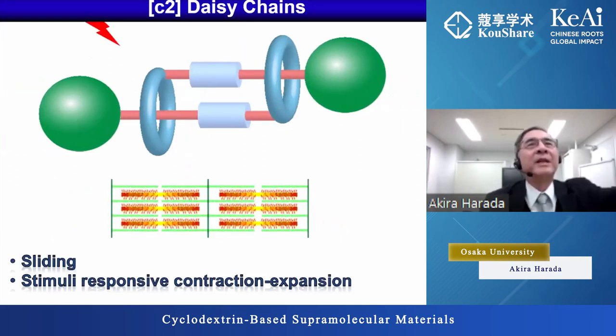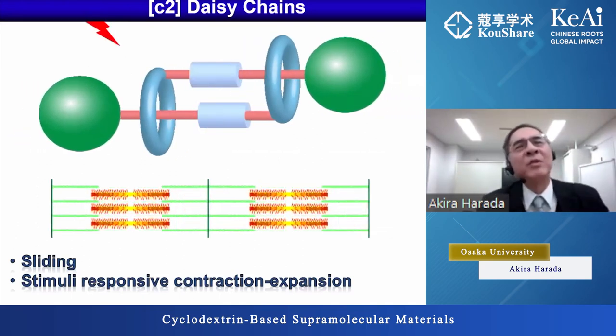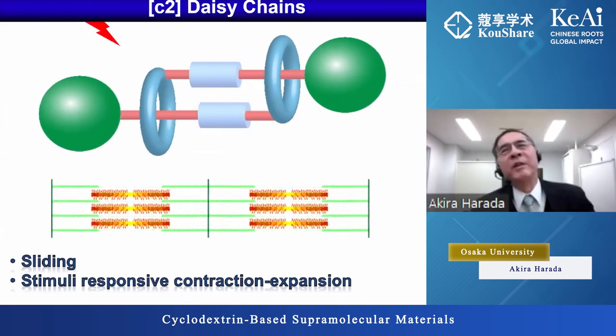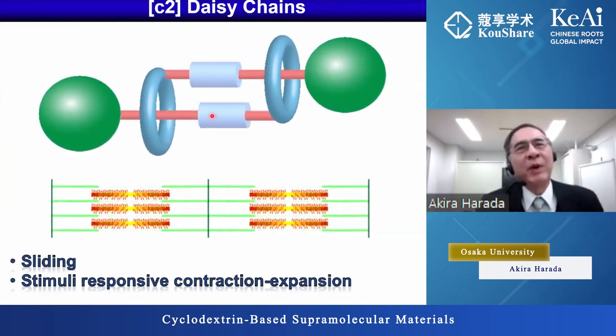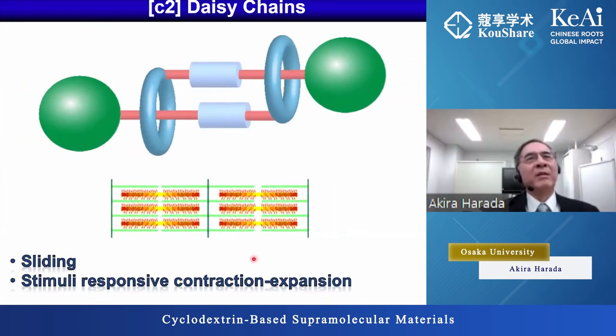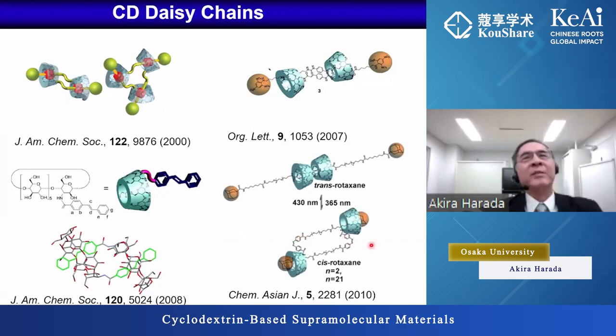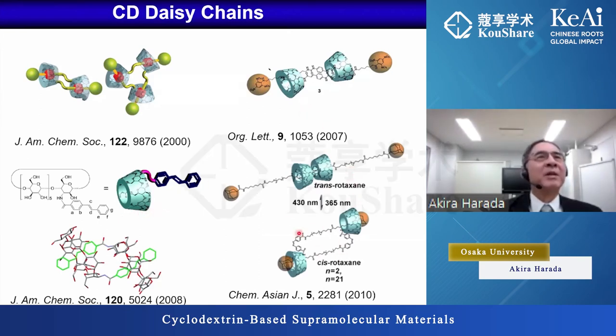Okay, and let me show you another approach to make macroscale machines, integrating supramolecular machines. We chose the C2 daisy chain as a component for the molecular device. The C2 daisy chain is a doubly threaded rotaxane, which can stretch and shrink by sliding against each other, which is reminiscent of the muscle consisting of myosin and actin microfilaments. Okay, we have designed and prepared various daisy chains containing cyclodextrins. These are the daisy chains containing, of course, cyclodextrin and benzene groups, and the stilbene group, and the red group, and another benzene group. These are called the daisy chains.